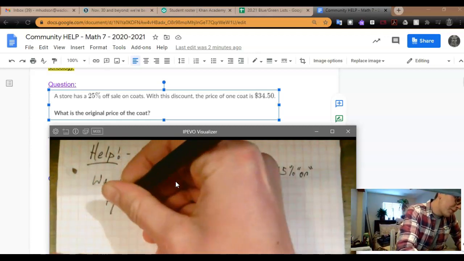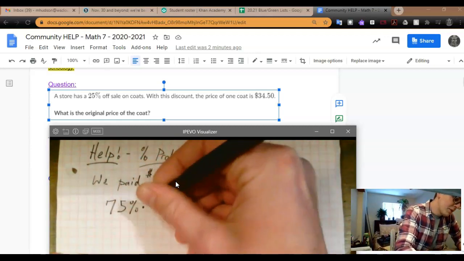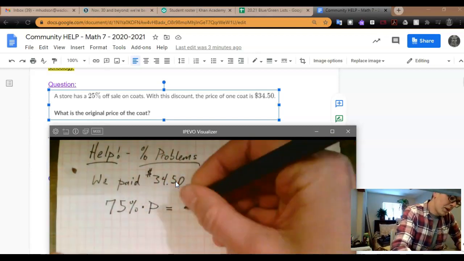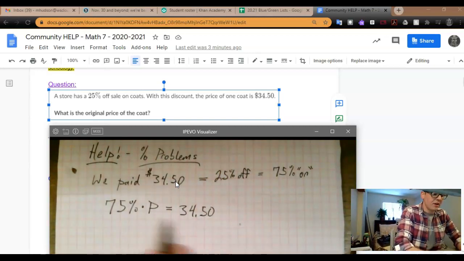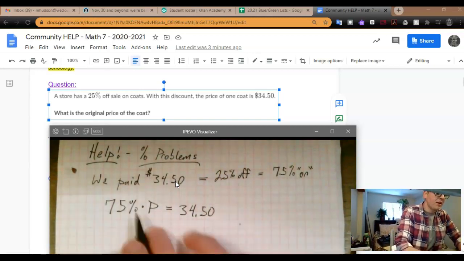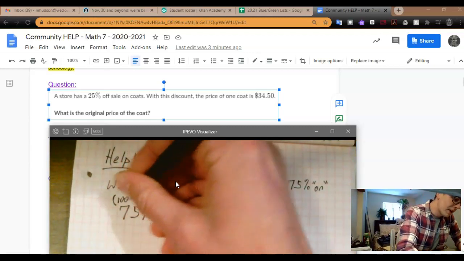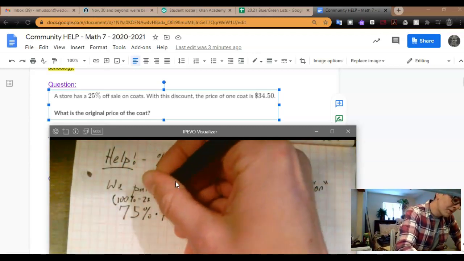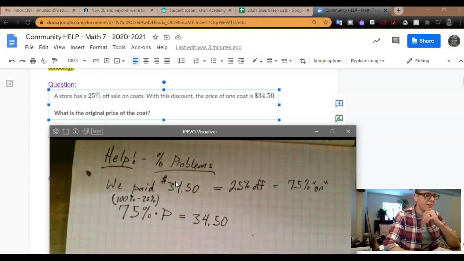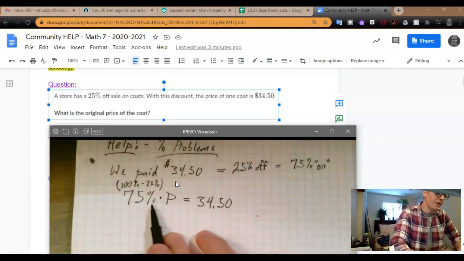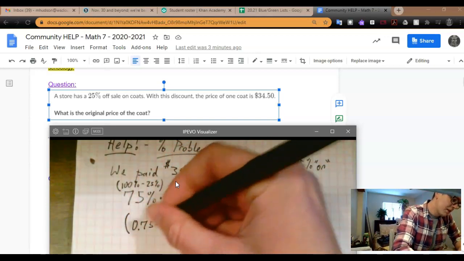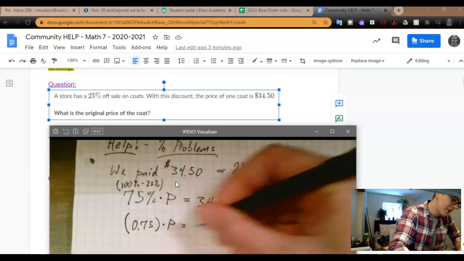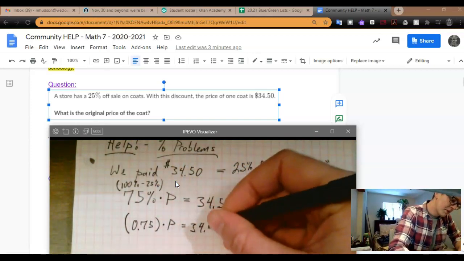So 75% of the original price that we'll call P was what we paid, which is $34.50, right? This is the discounted amount. It is 75% of the price because we got 25% off. Now another way that we did these in class was we would set up 100% minus 25% and show our work for how we got to the 75%. So now we know we cannot use the percent to do the math because percent means divide by 100. So we're going to go ahead and do that division. So we get 0.75 times the P equals $34.50.